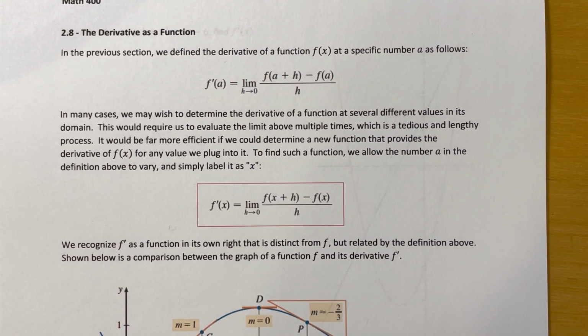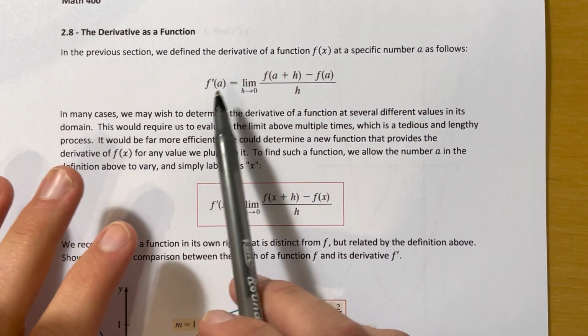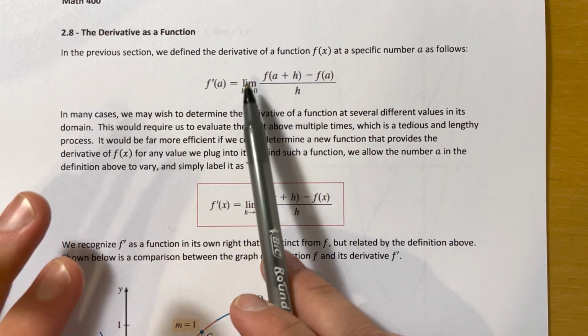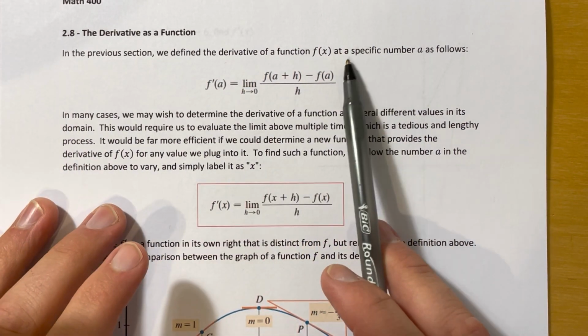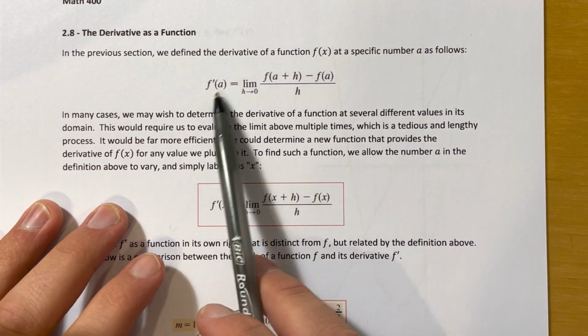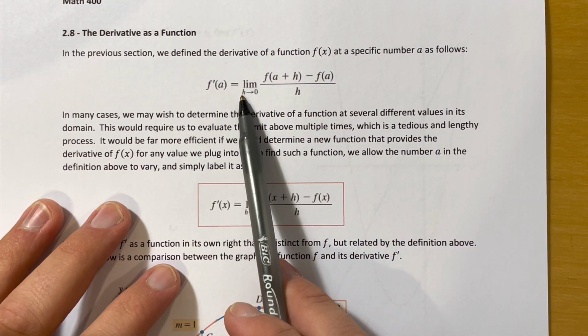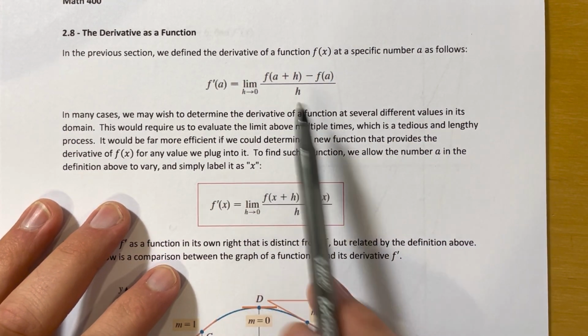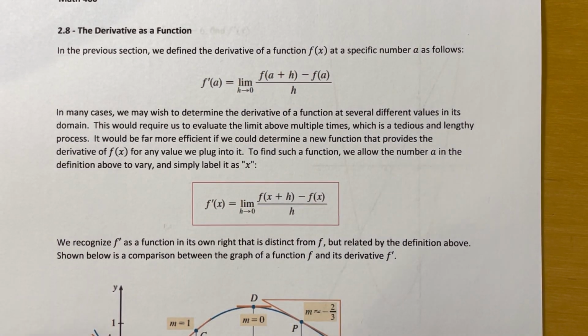So in the last section, we gave this definition for the derivative of a function f of x at a specific number a. F prime of a is equal to the limit as h approaches 0 of this difference quotient. We also gave alternative representations of this definition, but this is the one that we refer to the most often.